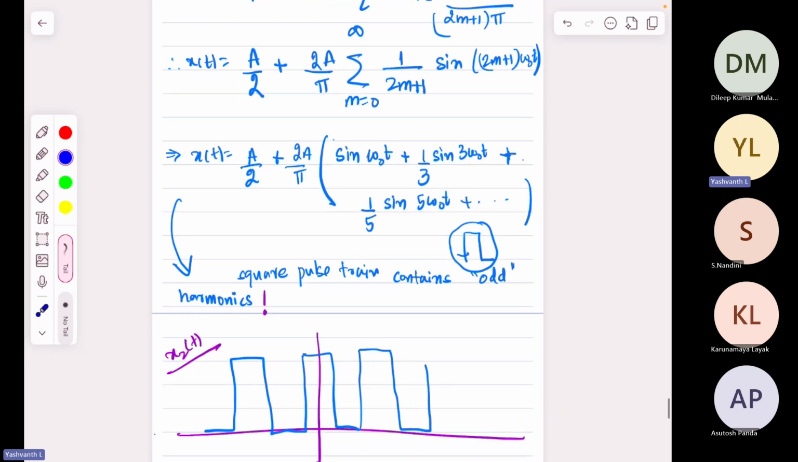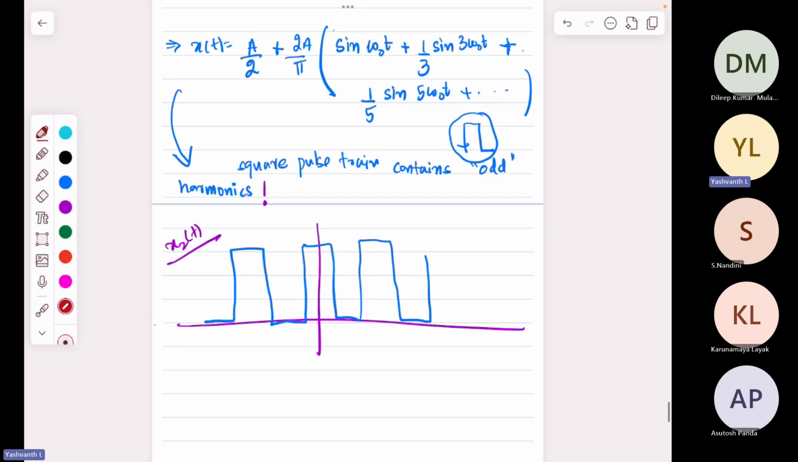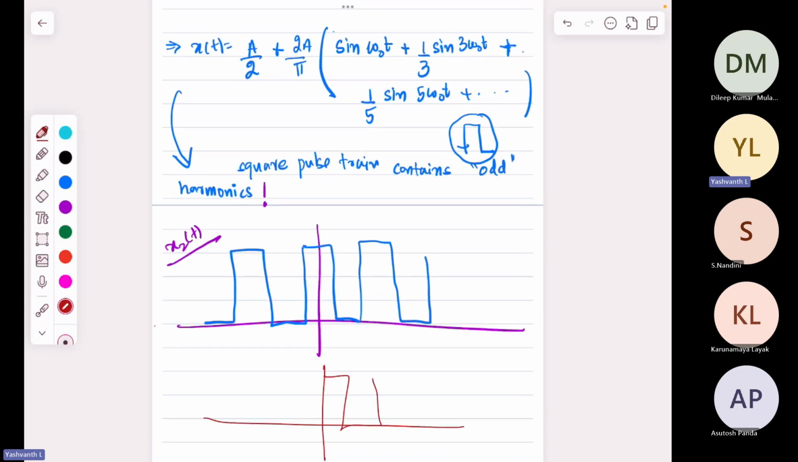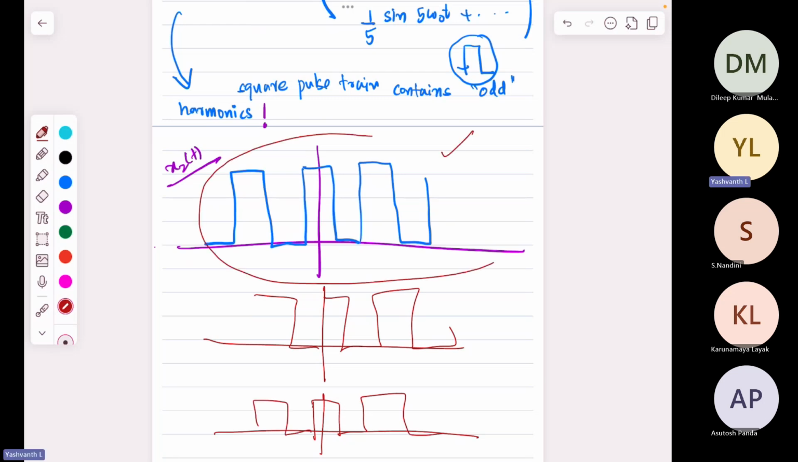In fact, let me do something better. I'll shift the given signal slightly to the left by an amount of t naught by 2, like this. Instead of what we had now, I will shift this signal slightly towards the left, and that is x2 of t. Now find the trigonometric Fourier series expansion and show that this will only contain cosine terms and no sine terms, because it is an even signal, symmetrical about the y-axis. Now it's homework for you.